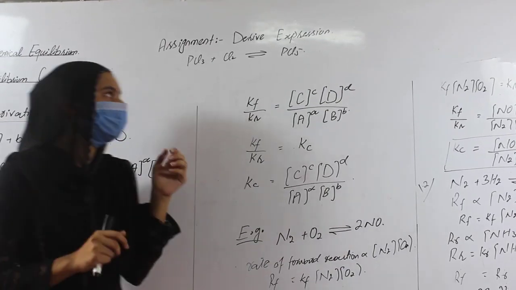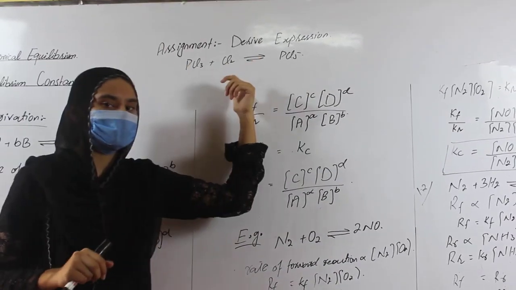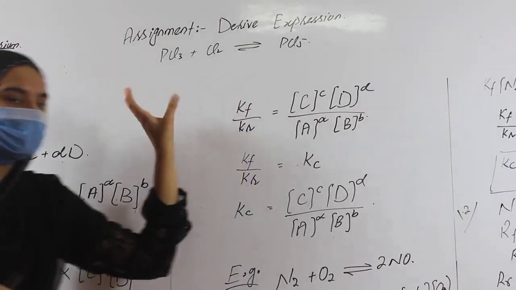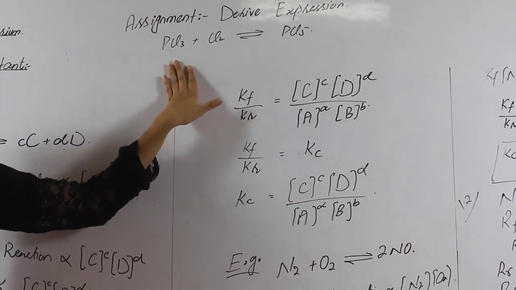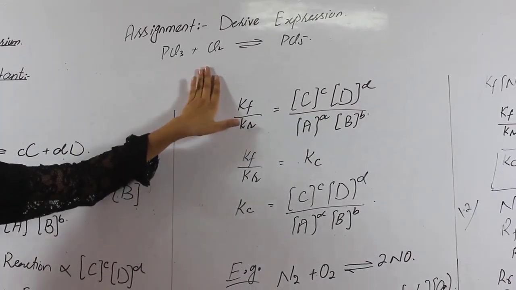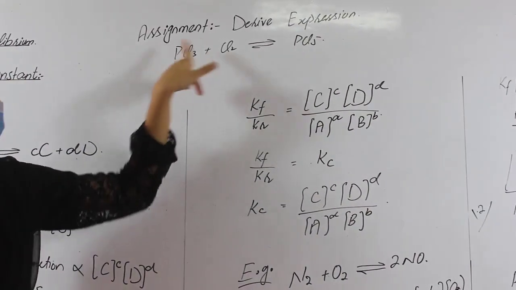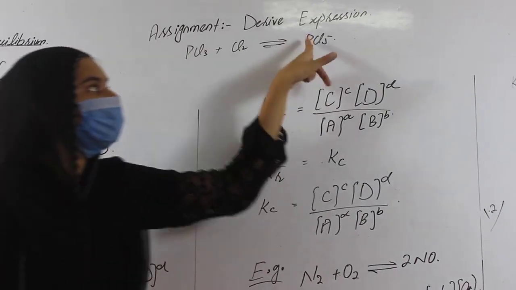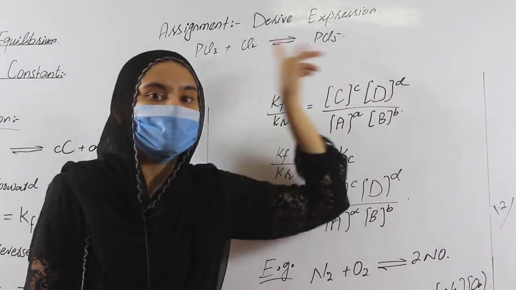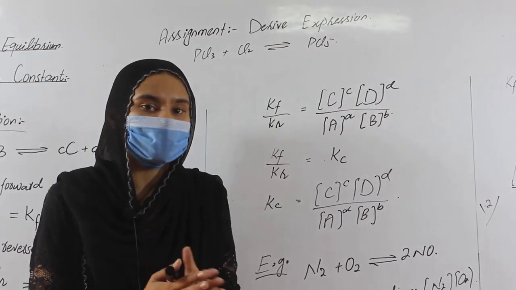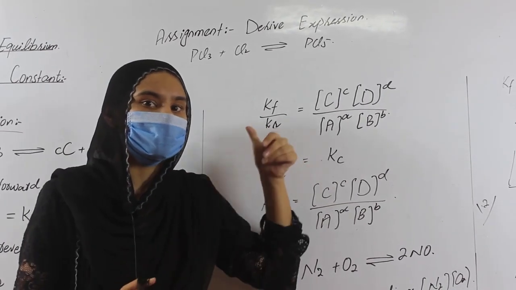The homework is that you derive the expression for PCl5, meaning when phosphorus trichloride reacts with chlorine gas, they form phosphorus pentachloride. How can you derive the general expression for their equilibrium constant?